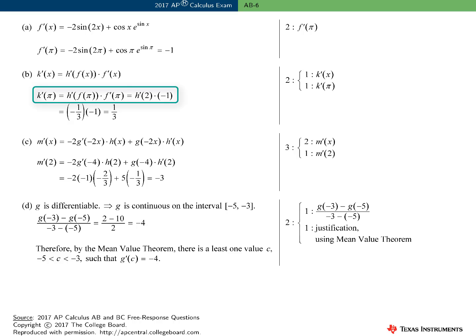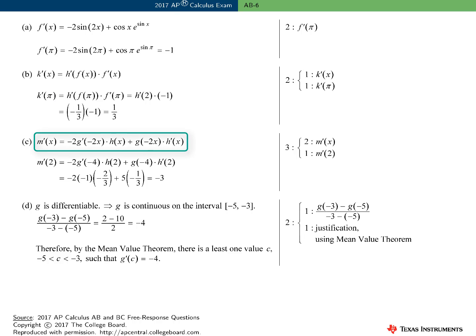In order to find f prime of pi, we import our value from Part A. In order to find f of pi, well, we use the definition of the function f. And in order to find h prime of 2, we'll have to use the graph given in the problem. And the final answer here is 1/3.